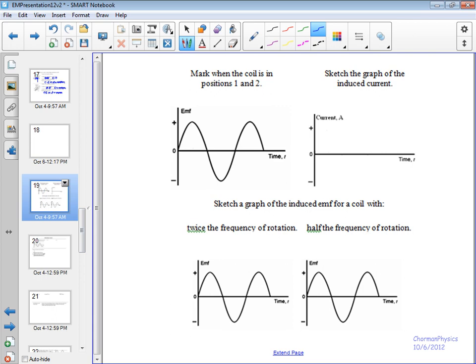So, like I said before, EMF and current are directly related, such that the EMF is just equal to the current times resistance. And if the resistance is constant, we're going to have a similar looking graph for the current over time. When we look at the EMF versus time and we change the frequency of rotation, if we double the frequency of rotation, that's the same thing as halving the delta t. When you halve the delta t for the change in flux, which is basically what's measured by this frequency of rotation, you'd be doubling the amplitude of the EMF.